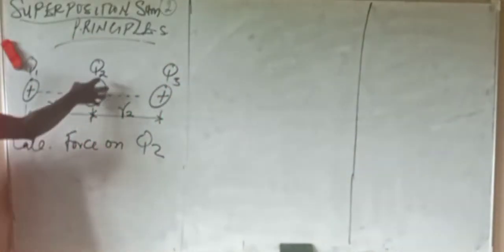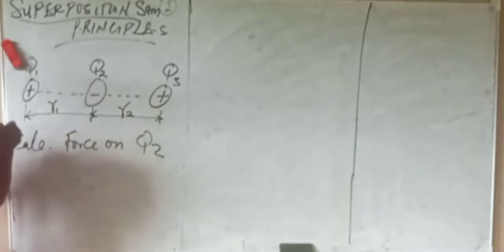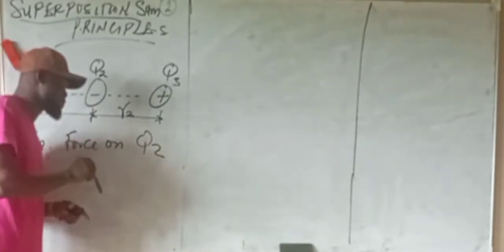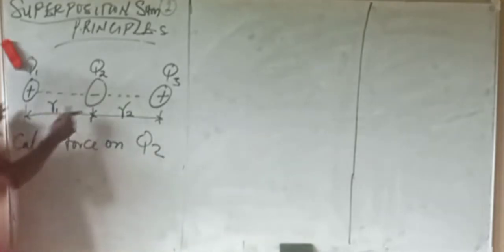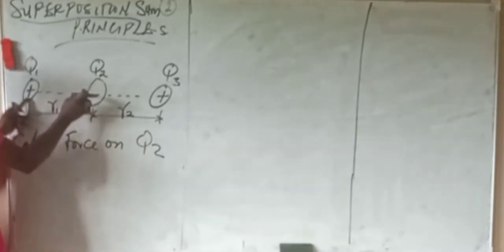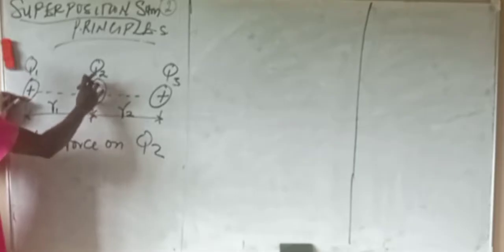So let's look at the first one, Q2 now, that is coming from either Q1 or Q3. The first thing you do is check the nature of Q1, Q2, Q3. Q1 positive, Q2 negative, Q3 positive. The next is to check, between the first two charges, how will this react to this? Will it exert a force of attraction or a force of repulsion?